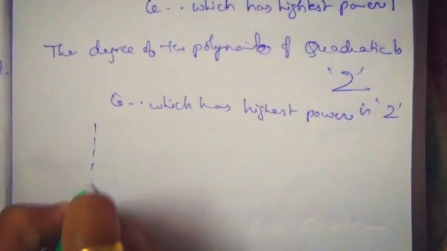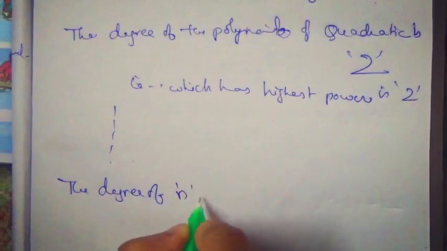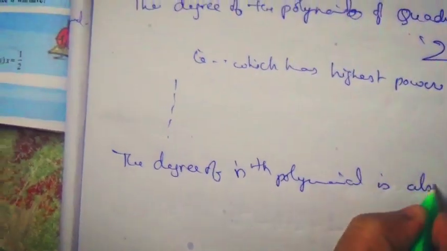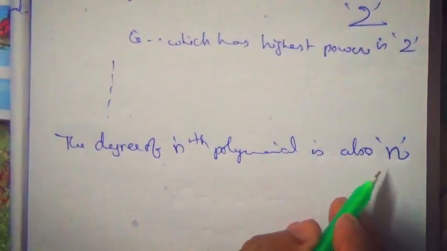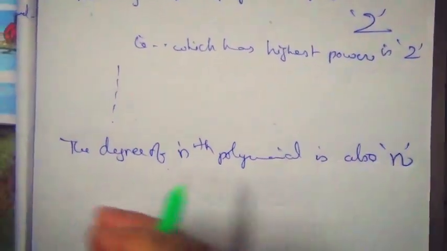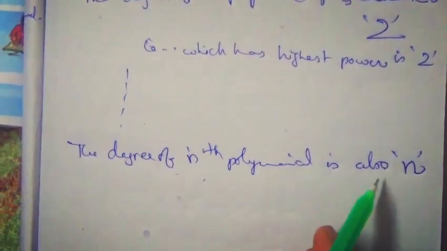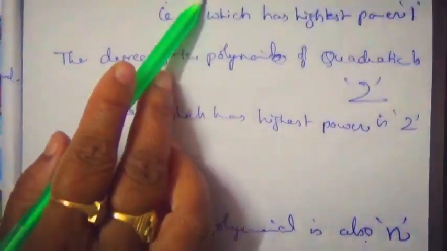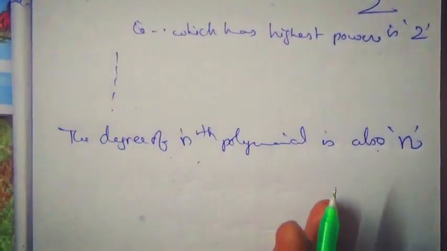Okay, and so on, just like that. The degree of an nth degree polynomial is also n. Why? Because the highest power is n. For an nth degree polynomial, the degree is n. For a second degree polynomial, the degree is 2. For a first degree polynomial, the degree is 1. Just like that, an nth degree polynomial has degree n.